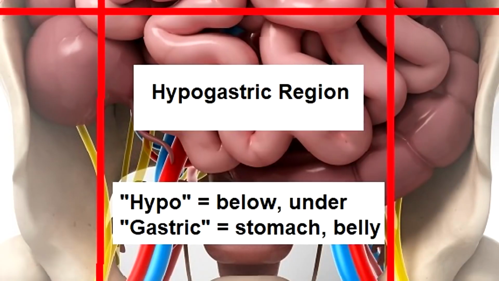And then finally, we have the hypogastric region. And we've already learned that hypo means below or under, and gastric refers to the stomach or belly. So when we put the word together, we know that the hypogastric region is below the belly.